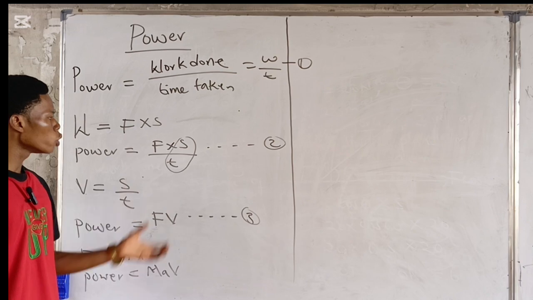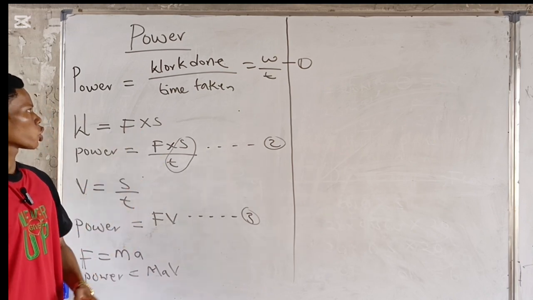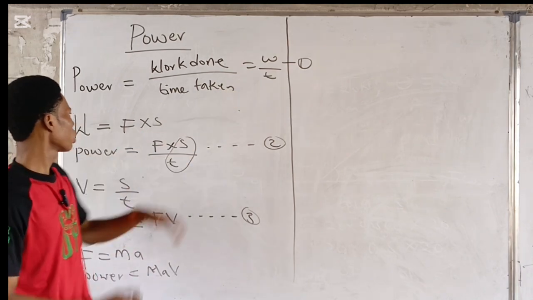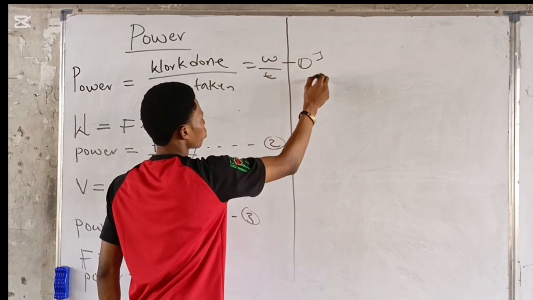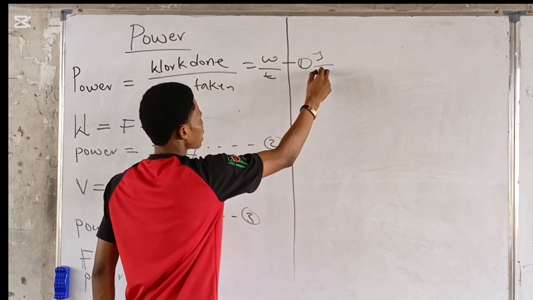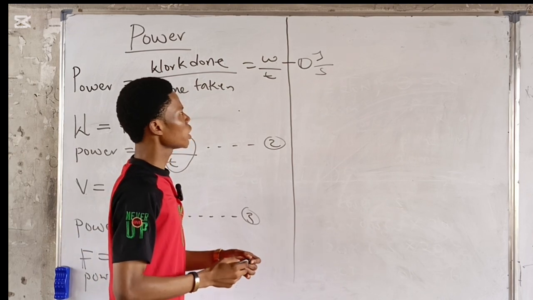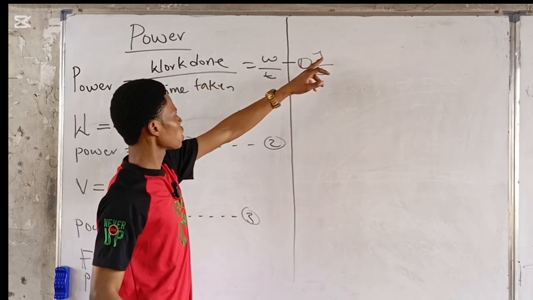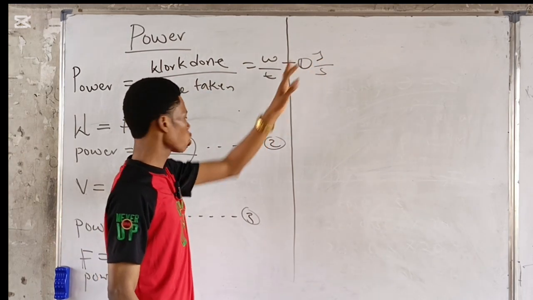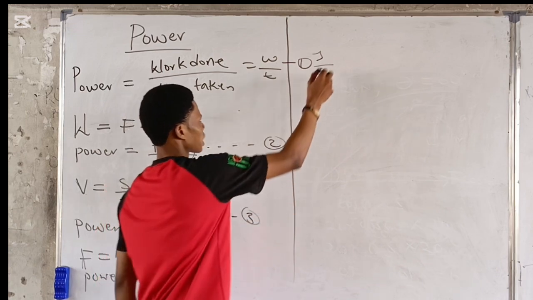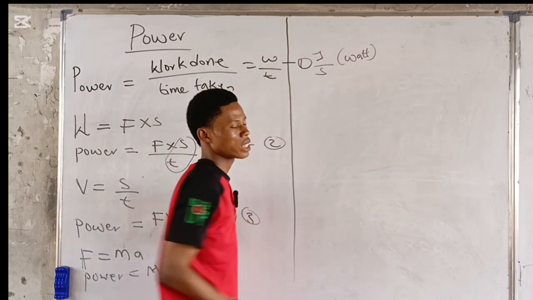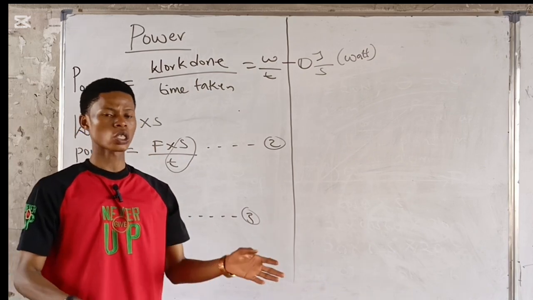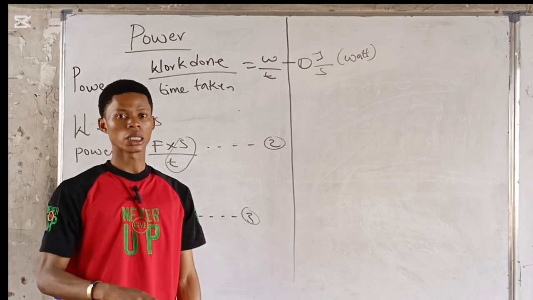So what is the unit of power? Now from here, work is in joules, time is in seconds. So you can see that power is joules per second, or watt. So power is in watt or joules per second. So let's take some calculations under this.